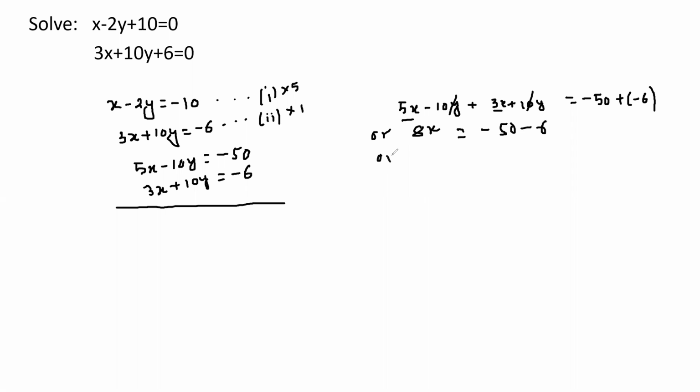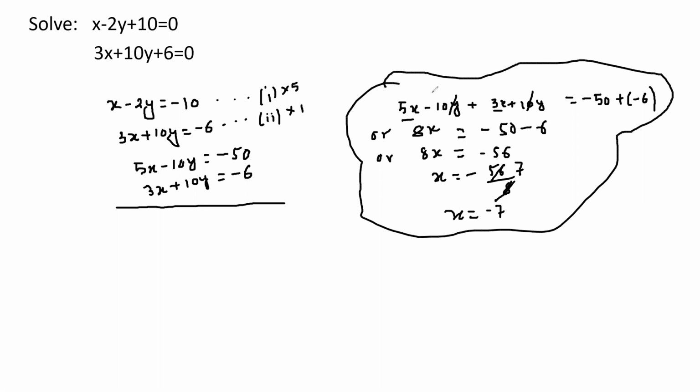So what do I get from here? 8x is equal to minus 56. See here, it's 8x is equal to minus 56. So now x will be equal to minus 56 divided by 8. So 8 times 7, it will become x is equal to minus 7. This is only the rough side I have done, just to make you understand.